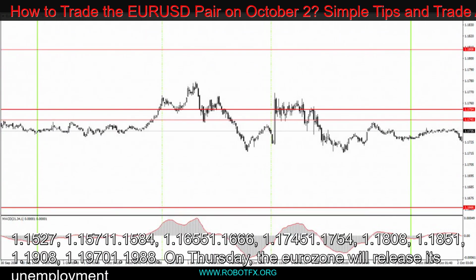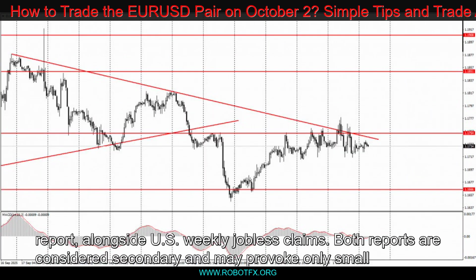On Thursday, the Eurozone will release its unemployment report alongside US weekly jobless claims. Both reports are considered secondary and may provoke only small or short-lived market reactions.